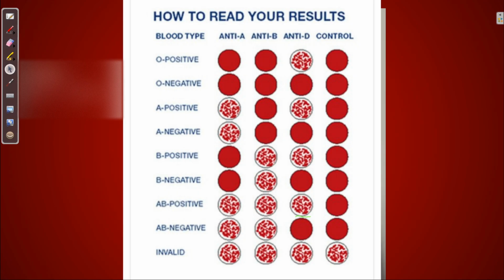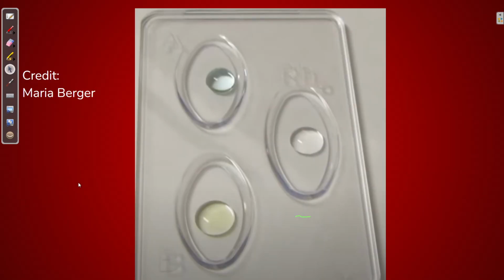Now if you're doing this blood typing test in school or something, it might look like this. You'll have this tray, and credit to Maria Berger for this on YouTube. So you might have a tray like this, and this is the anti-A serum. You can kind of see the A here. So this droplet is going to contain the A antibodies. And then this is the anti-B serum down here, which you should be able to see the B slightly. So this is going to be the B antibodies.